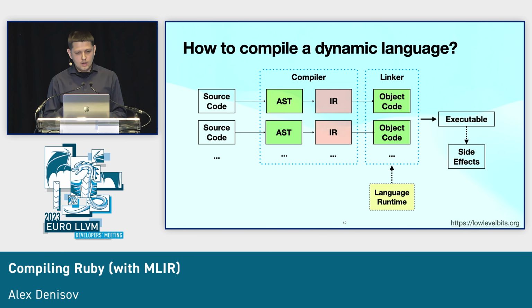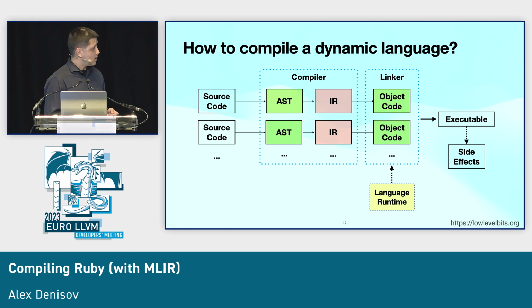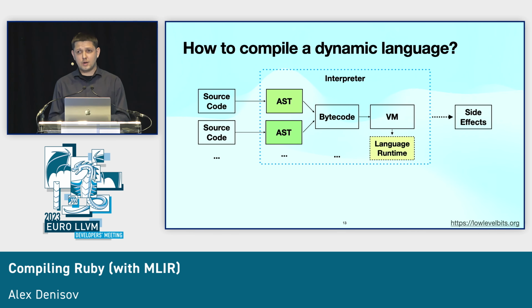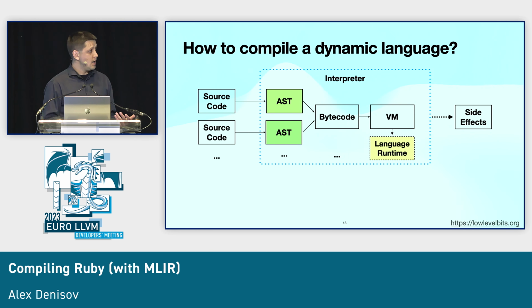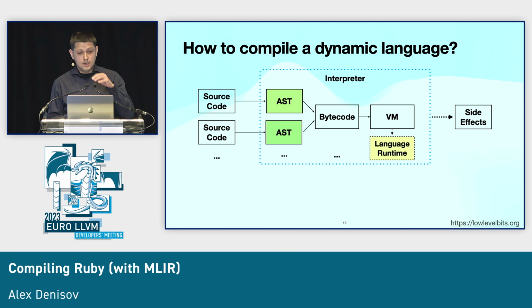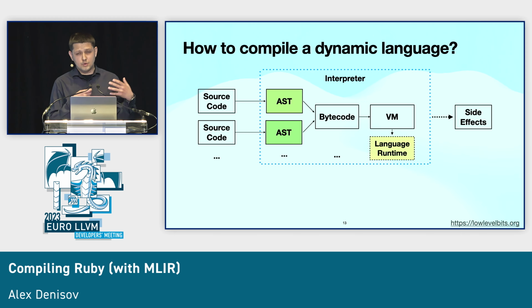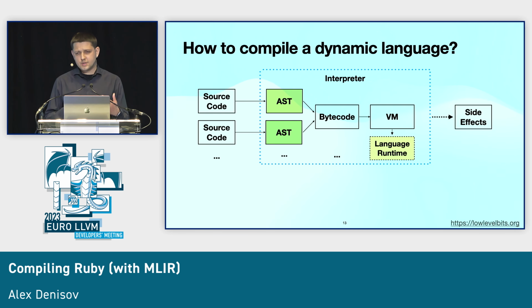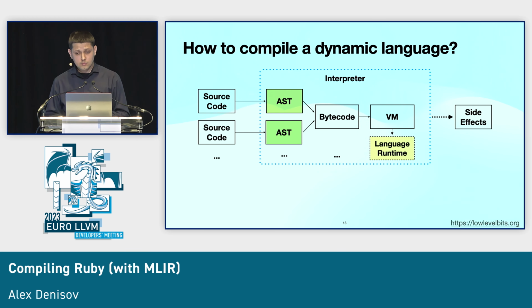So with this in mind, I took a look at the language runtime, the Ruby implementation that we are using for that game engine. And actually, most of the Ruby interpreters work like this. There is the AST code that is being parsed, then it's converted into the bytecode, and this bytecode is then being fed to a virtual machine. This virtual machine does the execution, and you get side effects as an output.